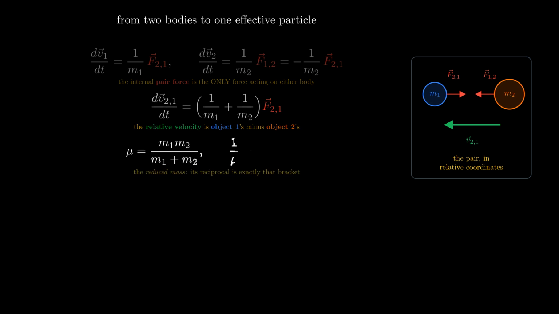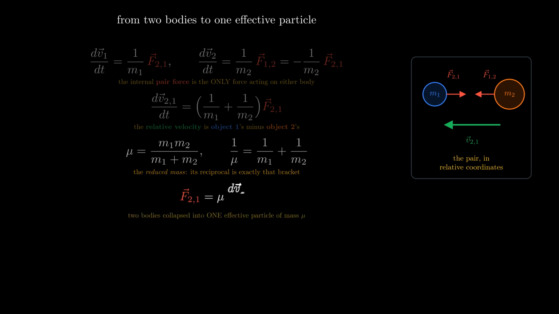Name that combination. Let mu equal m1 times m2 divided by the sum, m1 plus m2, the reduced mass. 1 over mu is exactly that bracket. So the relative motion obeys F21 equals mu times the rate of change of the relative velocity. Two bodies collapsed into one effective particle of mass mu.